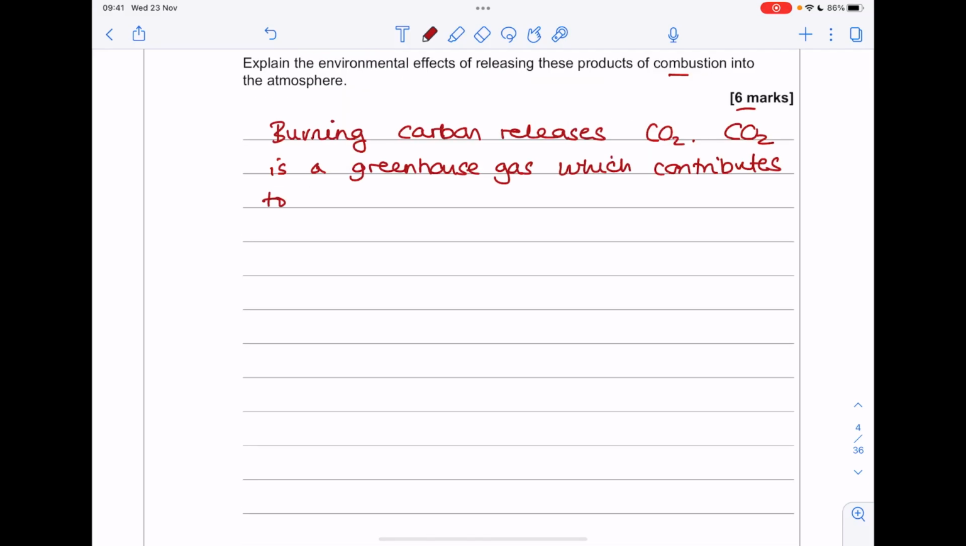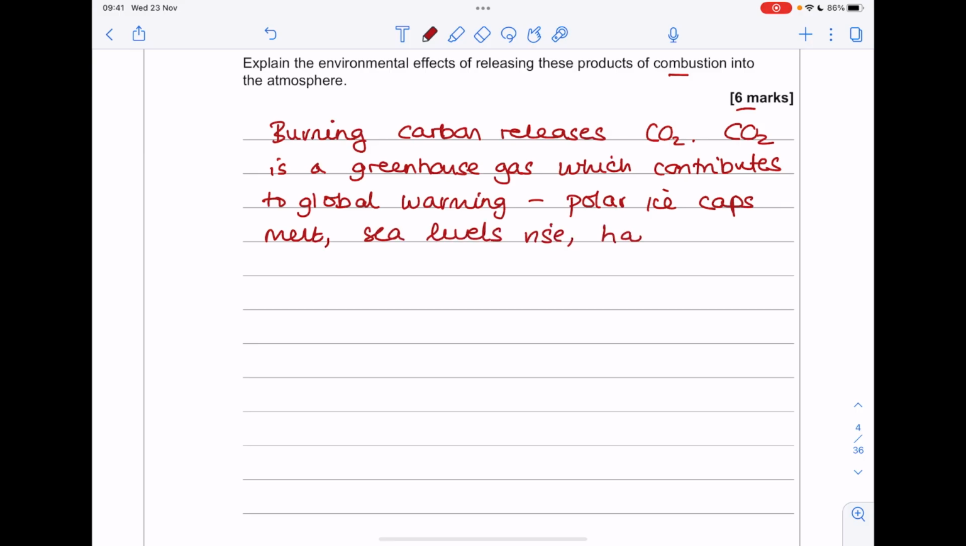So we're cramming our answer full of detail here. And we can even write a lot about what happens with global warming. Polar ice caps melt. Sea levels rise. There's habitat destruction. And as a result, loss of biodiversity. So very full answer there relating to carbon dioxide.